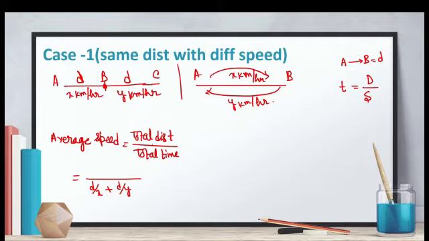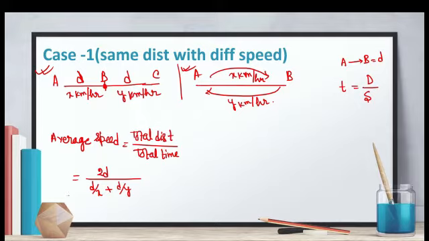What is the total distance? In both the cases, distance will be 2d. As in this case, the distance from A to B is d and again B to C is d. So the total distance from A to C is 2d. And in this case also, A to B the distance is d, and B to A when it comes back it's again d. So the total distance is d plus d equals 2d.